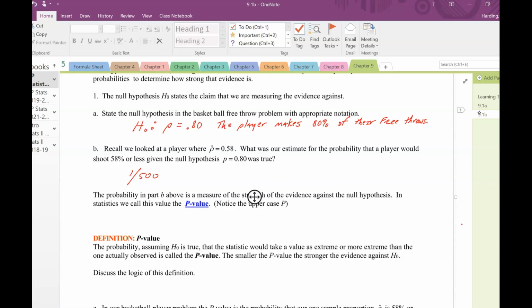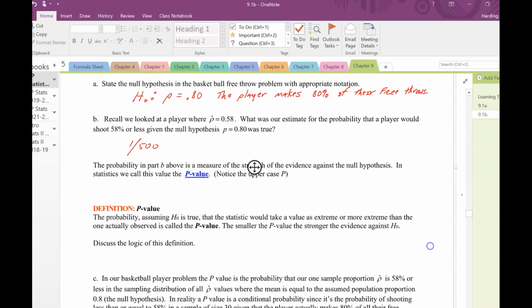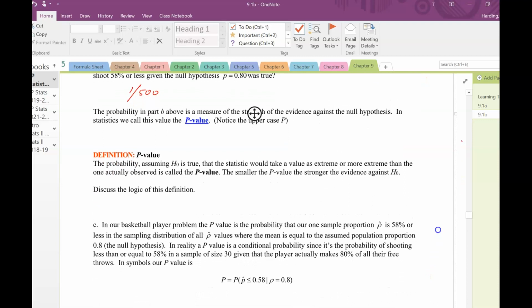That is called the p-value. So that probability, 1 out of 500, is called a p-value. The definition there is right below. The p-value is the probability, assuming the null hypothesis is true, that the statistic would take a value as extreme or more extreme than the one actually observed. This is called the p-value. And note that the smaller the p-value is, the stronger the evidence against the null hypothesis.